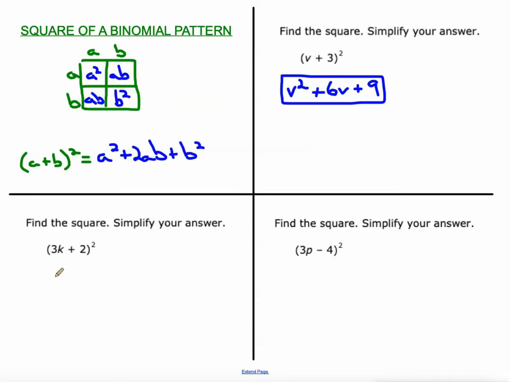Let's do this one down here. So 3k, we take the first term and we square it. 3k squared is 9k squared. So 3k times 3k. Then we do the two terms times each other and we double it. 3k times 2 would be 6k, so we'd have 6k in this box and 6k in this box. So we double that or add them together and we'd have 12k. And then the last box would be 2 squared, which is 4.